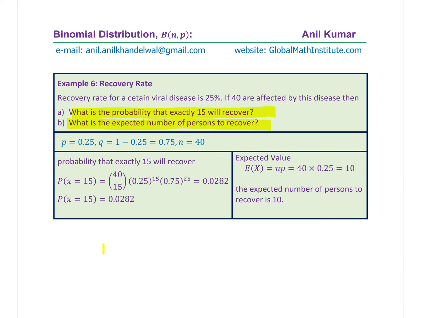So first part first, the recovery rate is given to us. So success in our case is what? Success is recovery, correct? So we have defined success as recovery, and now we say the probability for success is 0.25. So for failure it is going to be 1 minus 0.25, which is 0.75, and in our case we have 40 persons affected, right? So n becomes 40.